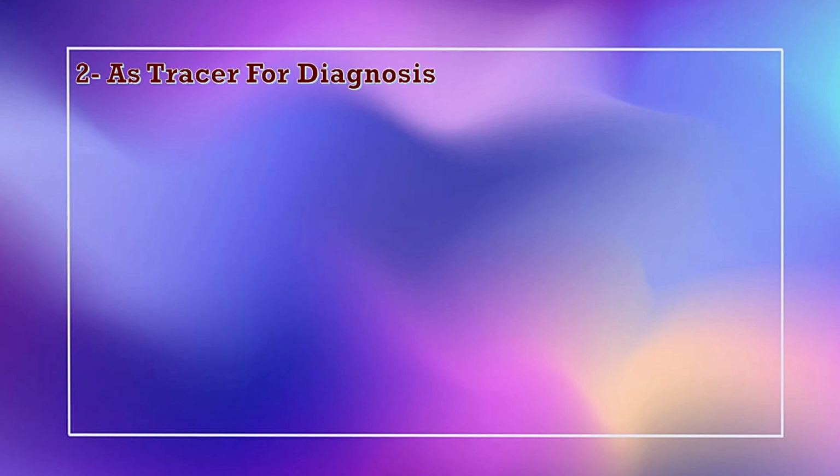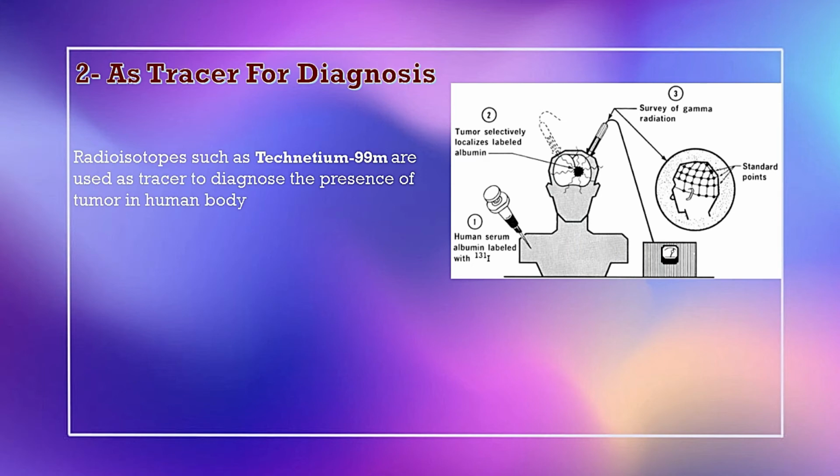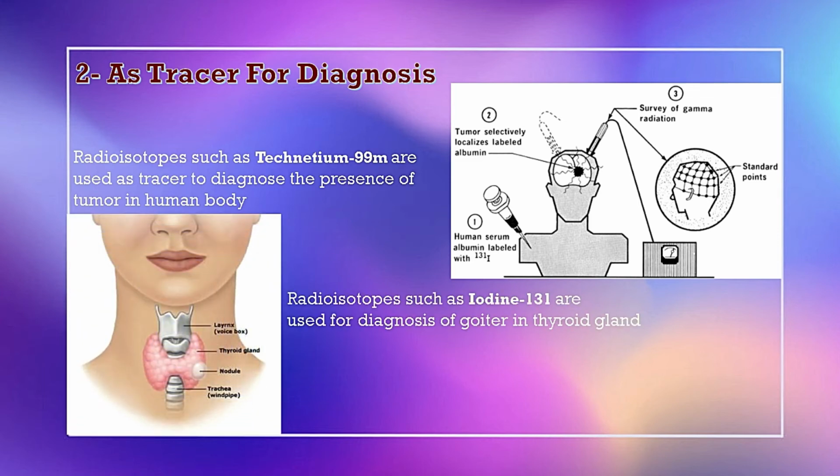The isotope used for this purpose is technetium-99m, which is used as a tracer to diagnose the presence of tumors in the body, because it is injected into the body and the movement of this isotope is traced by using a scanner. Another radioactive isotope is iodine-131, which is used to diagnose goiter in the thyroid gland.